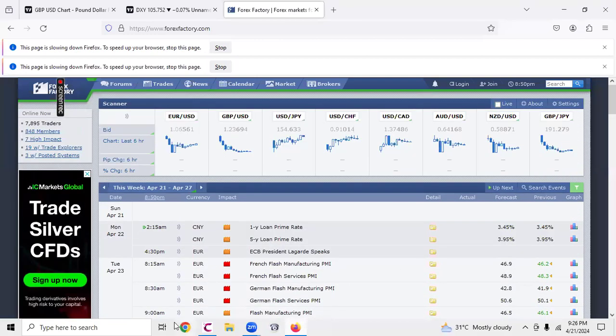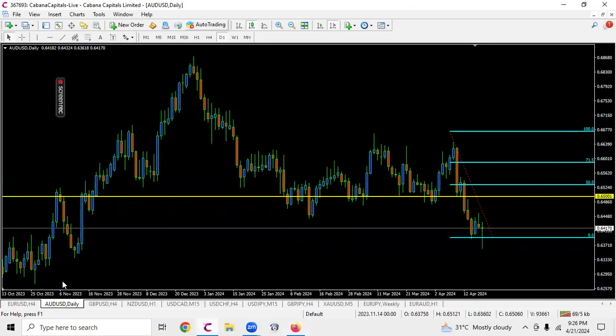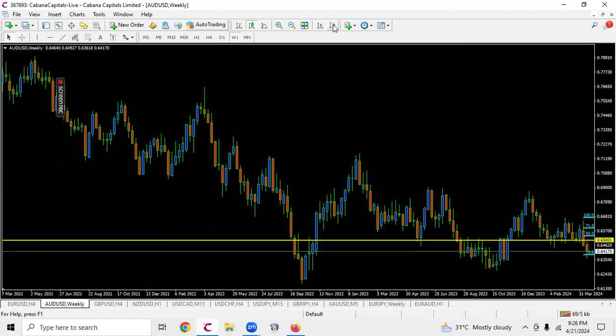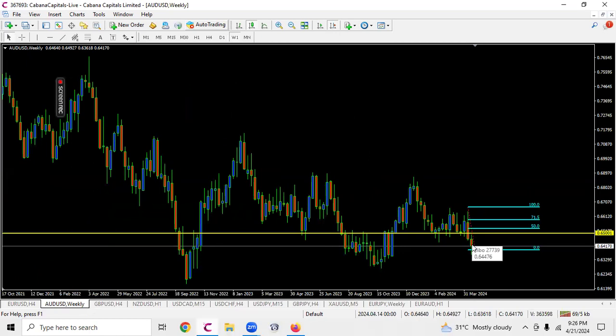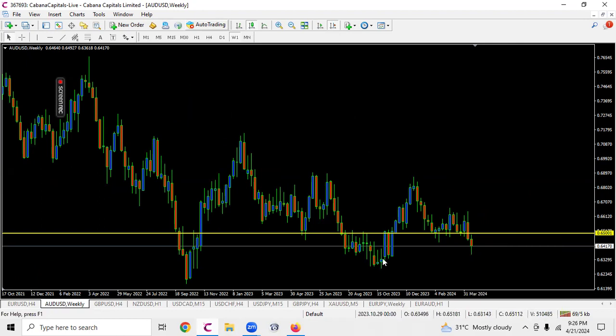Okay, so let's go to the charts. Let's start with Australian dollar USD. Let's start with the weekly time frame. So on the weekly time frame, what do we have? Last weekend it closed bearish, right? It closed bearish. After the close of last weekend, what can we see here on the weekly time frame?